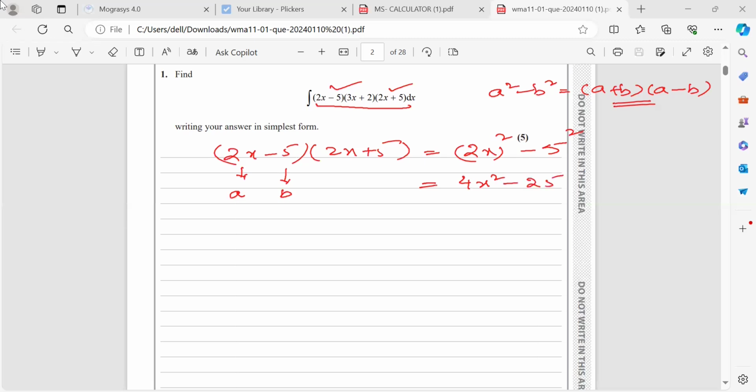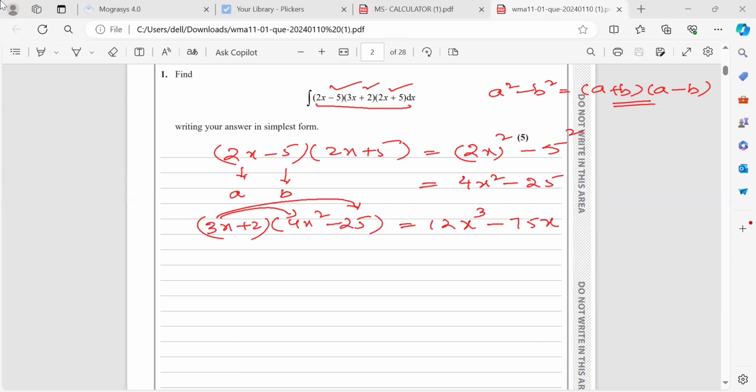And we open the squares, then we get here 4x squared minus 25. Here we have another factor to be multiplied with, so then we get here 3x plus 2 times 4x squared minus 25. Then we apply FOIL method here, so it becomes 3 times 4 is 12x cubed. Now we multiply this 3x with negative 25. So negative 3 times 25 is 75x only.